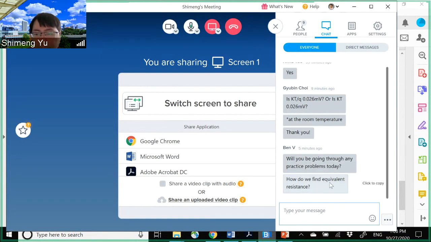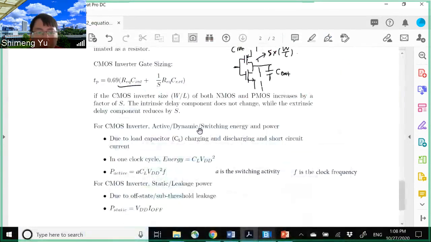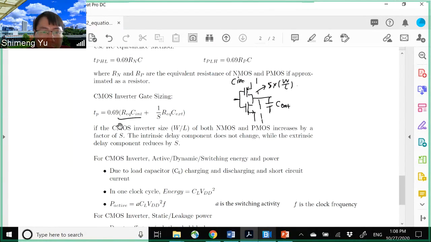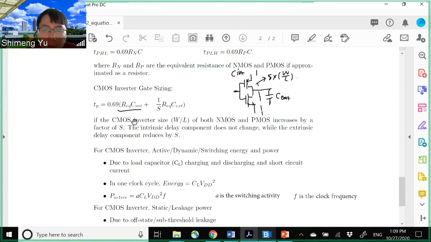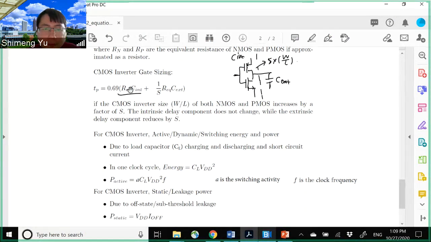How do we find the equivalent resistance? This will be given if we ask you to use this method. We are going to show the equivalent resistance to you. This has to be approximated, so there's no simple way to calculate that. So this will be given. It's an approximation.